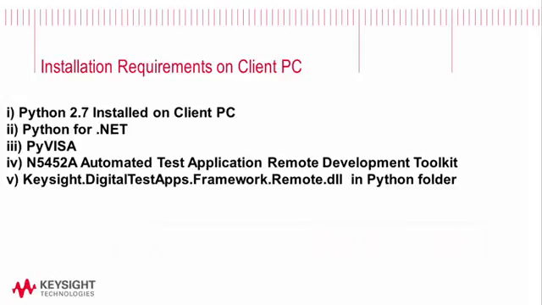The next step is to install Python.NET. We use .NET remoting with the compliance app in order to perform the automation. The next step is to make sure PyVisa is installed. Note, it's not strictly required to have PyVisa installed on the client PC, but it's helpful and is a requirement if at some point we want to send SCPI commands to the instrument. The next step is to download and install the N5452A, and finally, we want to make sure a couple of the key DLLs are copied over to a Python folder. So I'll show you how to do all that.